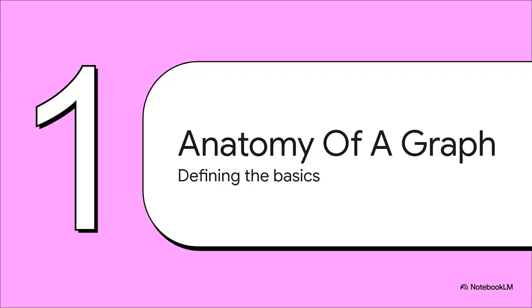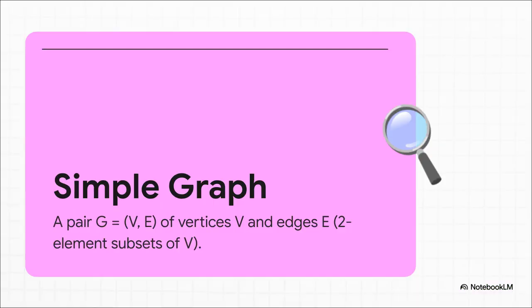Section 1. The anatomy of a graph. Okay, in rigorous set theoretic terms, a simple graph is defined as a pair G equals (V, E). V is just a finite set of vertices, and E is a subset of the two-element combinations of V, which mathematicians sometimes write as P2 of V, and we call those combinations edges. Now, I know that sounds like a whole lot of abstract mathematical jargon, right? But stick with me, we're going to make this incredibly intuitive.